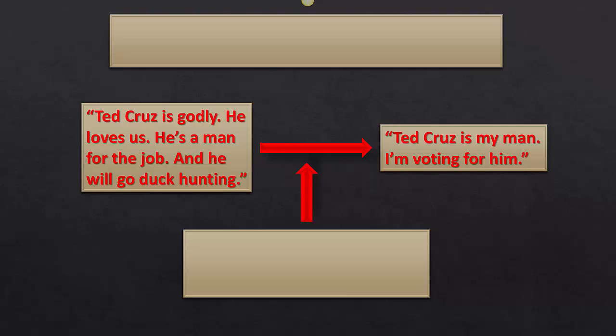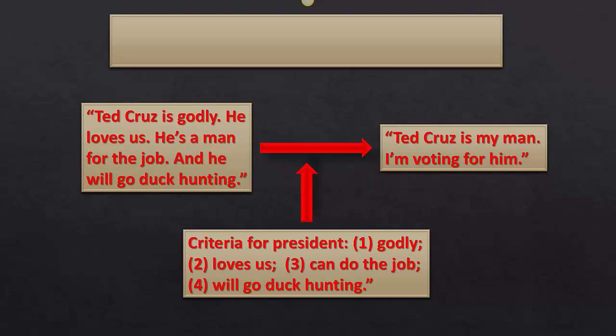Now, why are those four pieces of information relevant to establish the truth of Robertson's claim? Well, in this case, it is provided explicitly by Robertson at the very beginning of the ad, where he establishes his criteria for who he's going to vote for president, who would make a good president in Robertson's eyes. Someone who is godly, someone who loves us, someone who can do the job, and someone who will go duck hunting and put that duck in a nice duck gumbo.